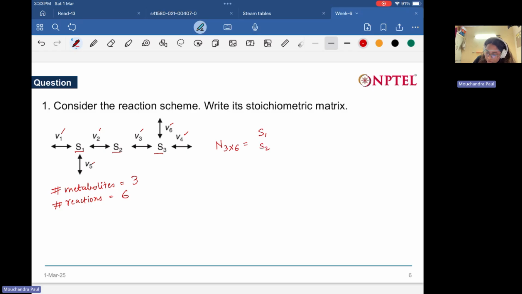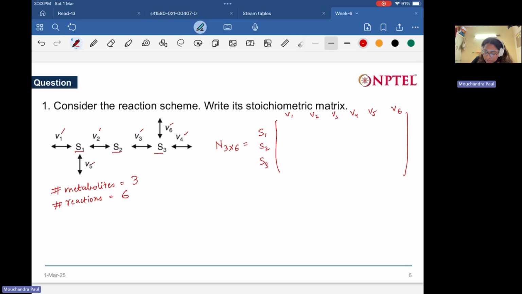S1, S2, S3. Here V1, V2, V3, V4, V5, V6. All right. Let's try to fill in the stoichiometric coefficients now.